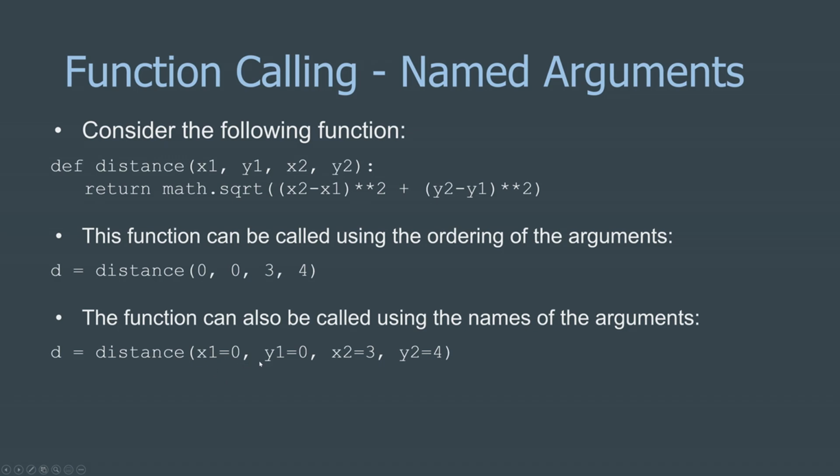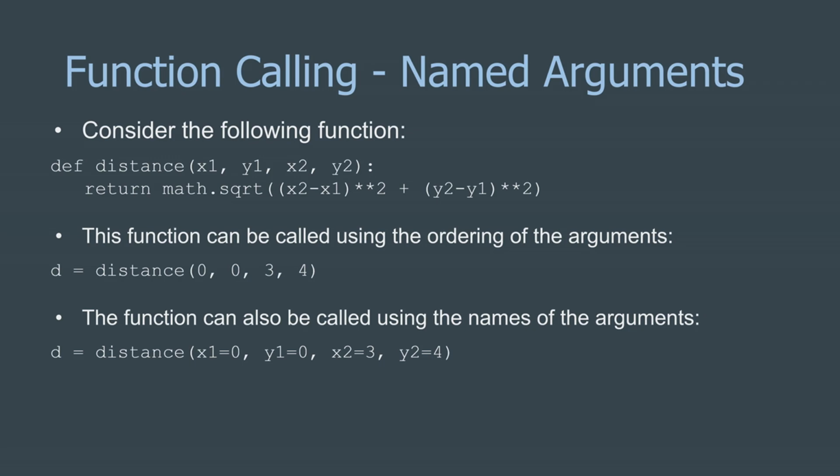So I happen to be calling this function with the arguments in the exact same order, but it's very clear that the x1 and y1 values are 0 and the x2, y2 values are 3 and 4. So it's a little bit more clear. It is more typing, yes, but it could maybe mean that you have less likelihood for error. So named arguments are pretty handy.